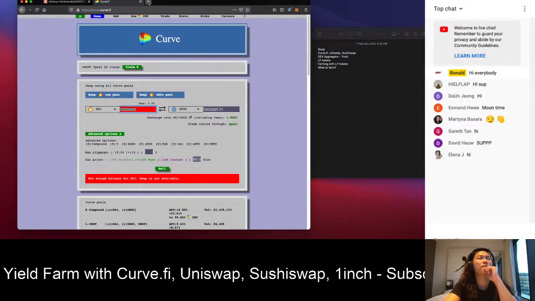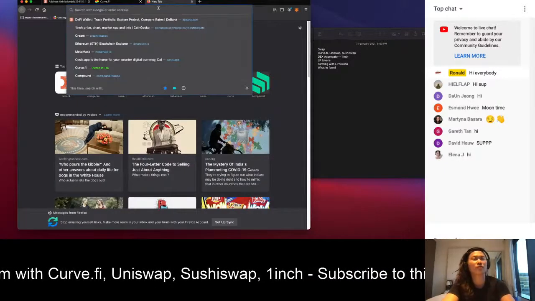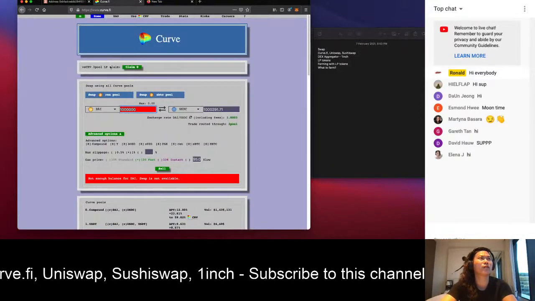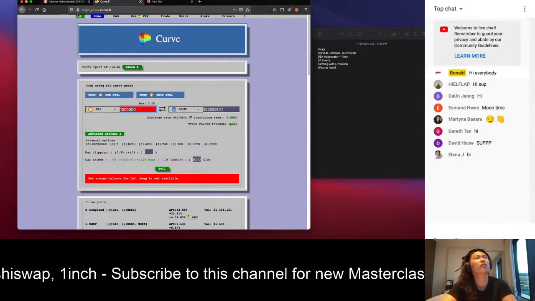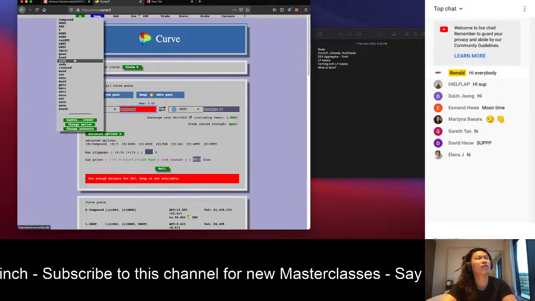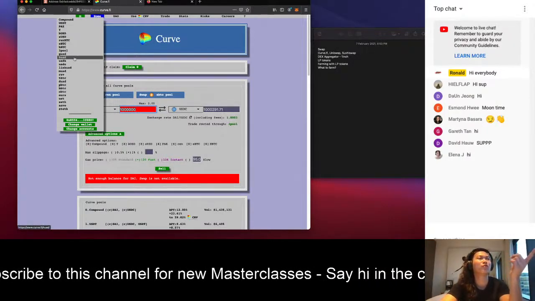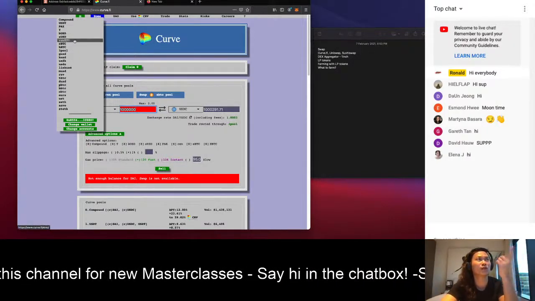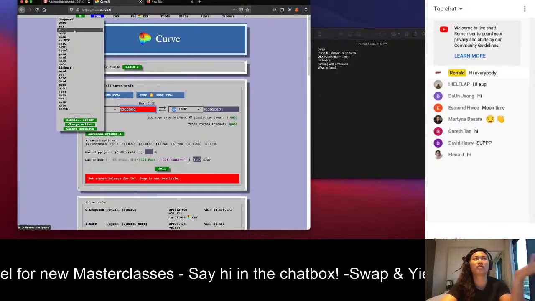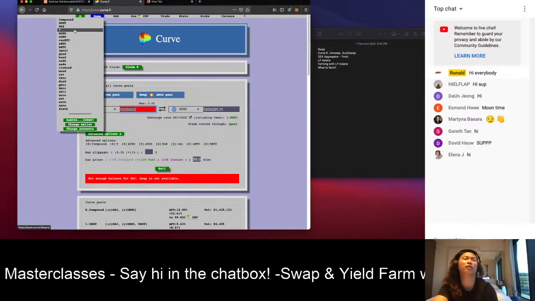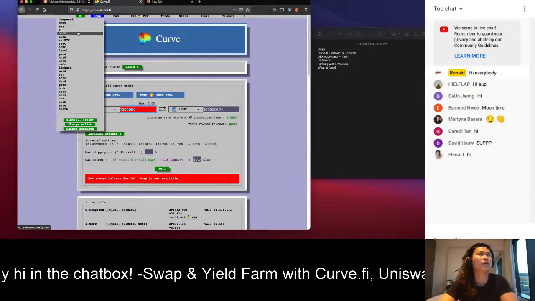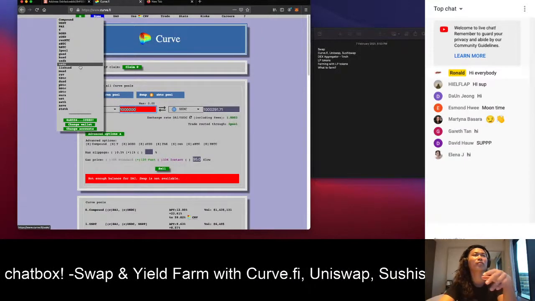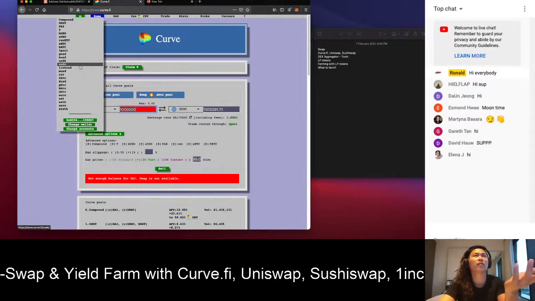And then on top of Curve, the problem with Curve is quite specific: unless the exact token that you want to swap is within the pools, you can't swap it. So for example, if you want to buy this token called ABC token, but Curve doesn't have ABC token in any of the pools, you can't swap it, right?